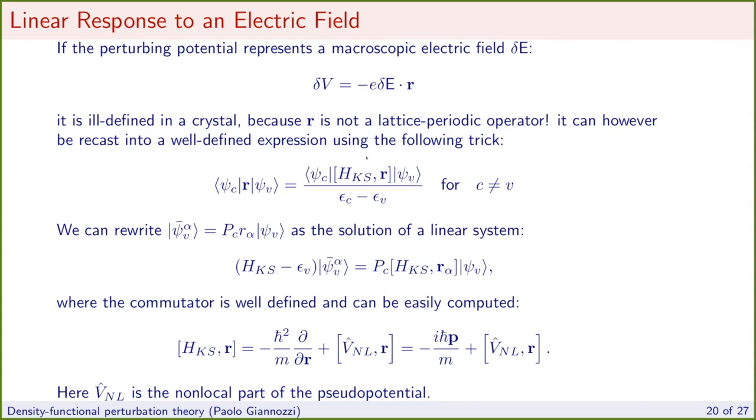by introducing an identity, in which R is replaced by the commutator of R with the Kohn-Sham Hamiltonian, and there is a term which also has the appearance of a Green function, 1 over H minus epsilon P.